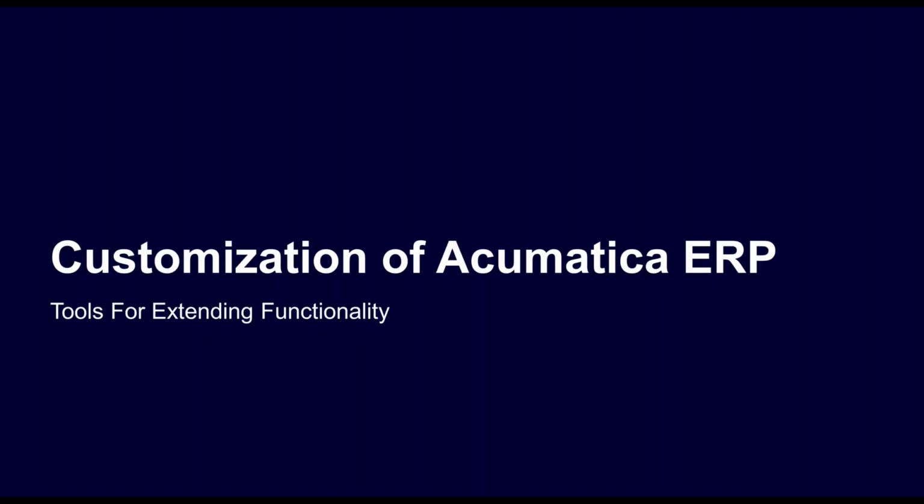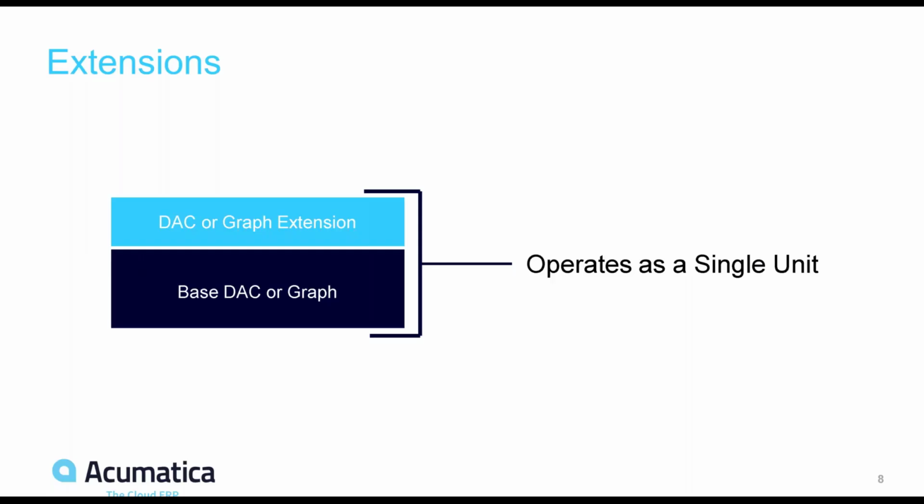So now that I've told you about the three main elements that drive the Acumatica ERP, the next thing I'm going to talk about is how can we customize those elements to extend the functionality of Acumatica ERP. So what we use to extend the functionality are something called extensions. Extensions are applied to either a data access class or a graph. Pages actually get extended in a different way, but they operate very similarly.